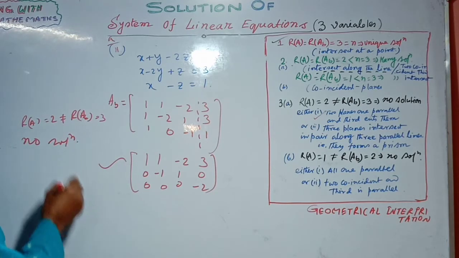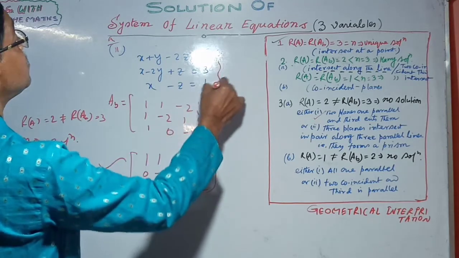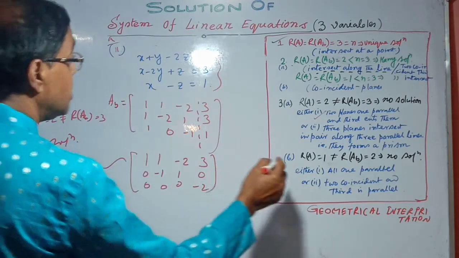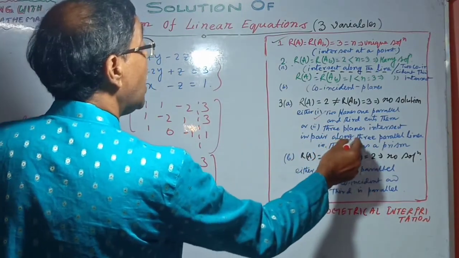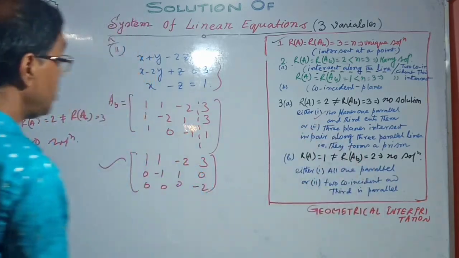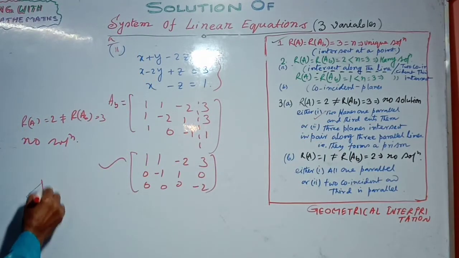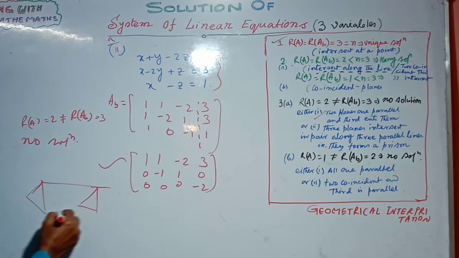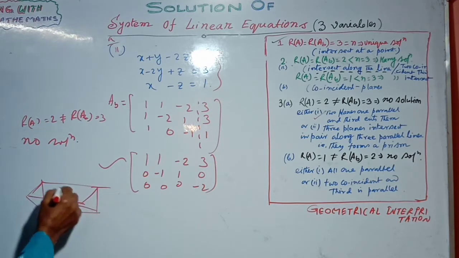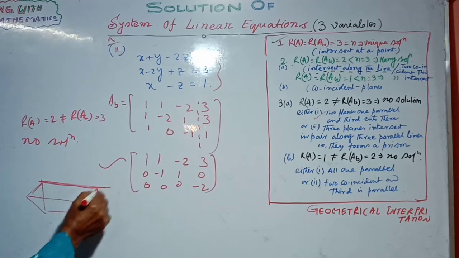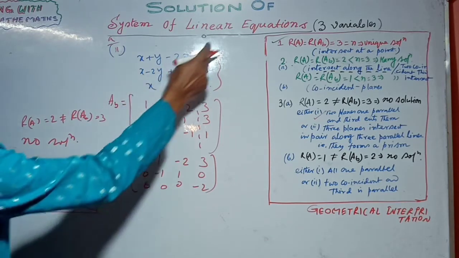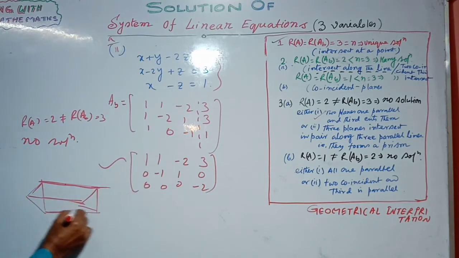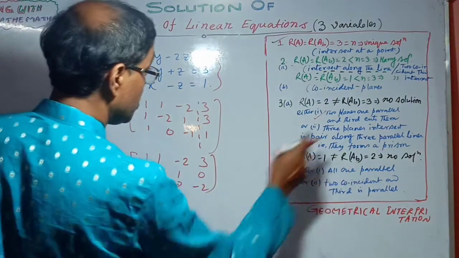No solution. What is the type of these planes? What is the geometry? Here the three planes intersect in pairs along three parallel lines. That is the form of a prism. Suppose these two planes meet along this line, these two planes along this line, and another two planes along this line. Therefore they form a triangular prism.